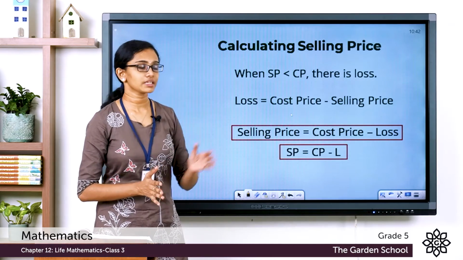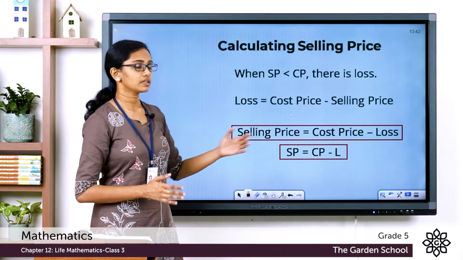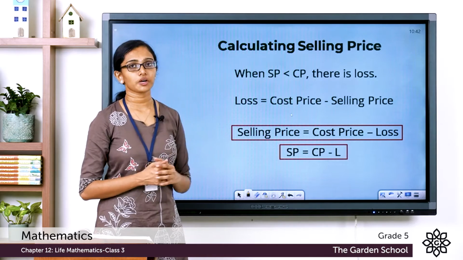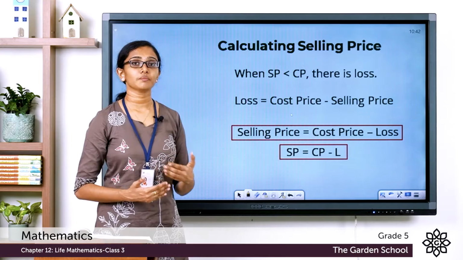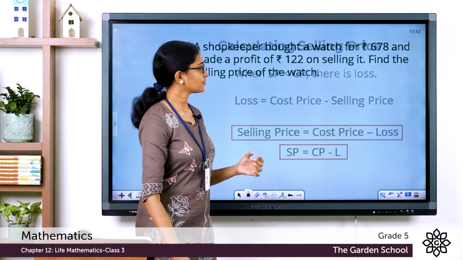So I hope you are clear with these two concepts. Make sure you have written both the formulae in your notebook and you are thorough with it. Now let's make these concepts more clear by working out some examples. So let's see the first question.